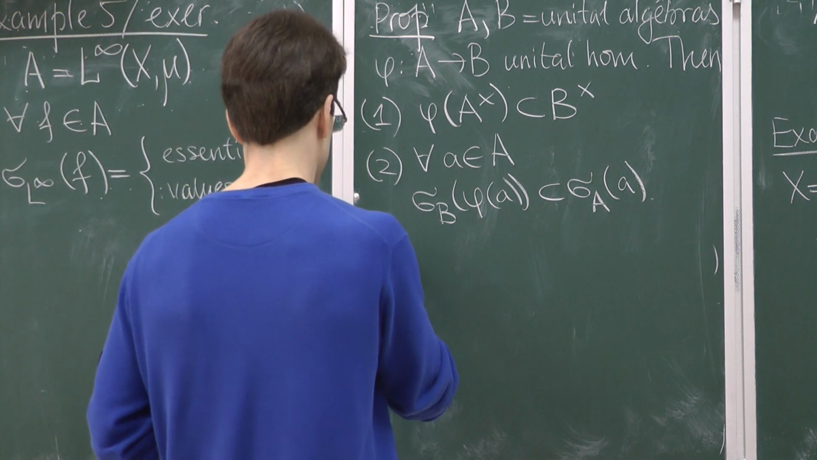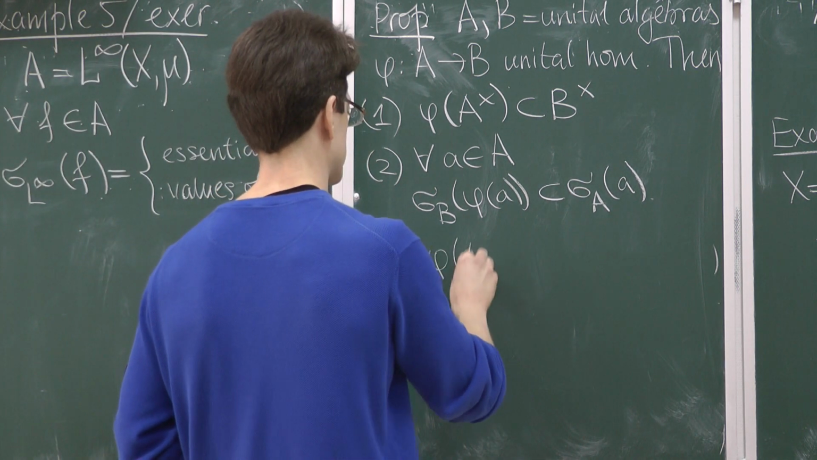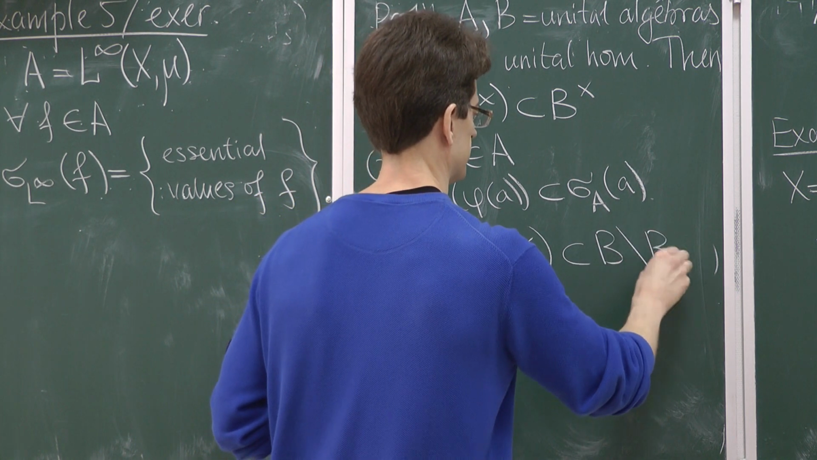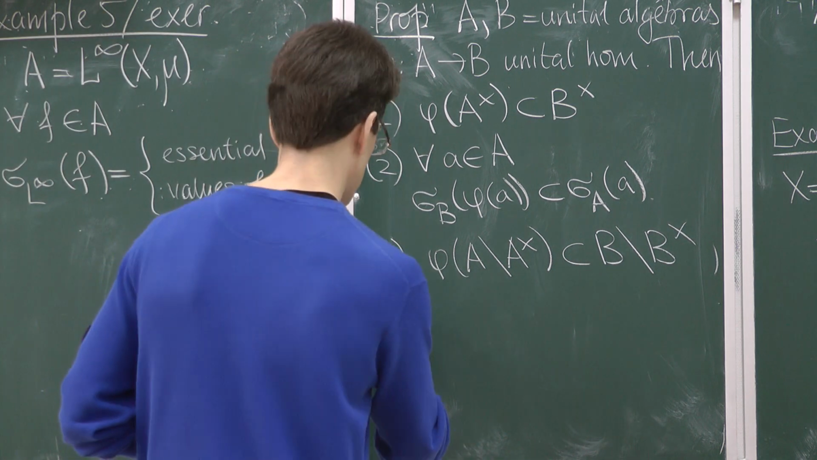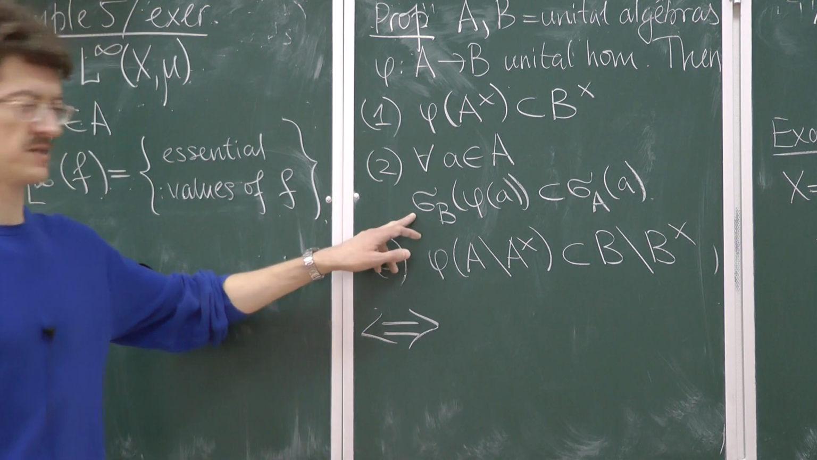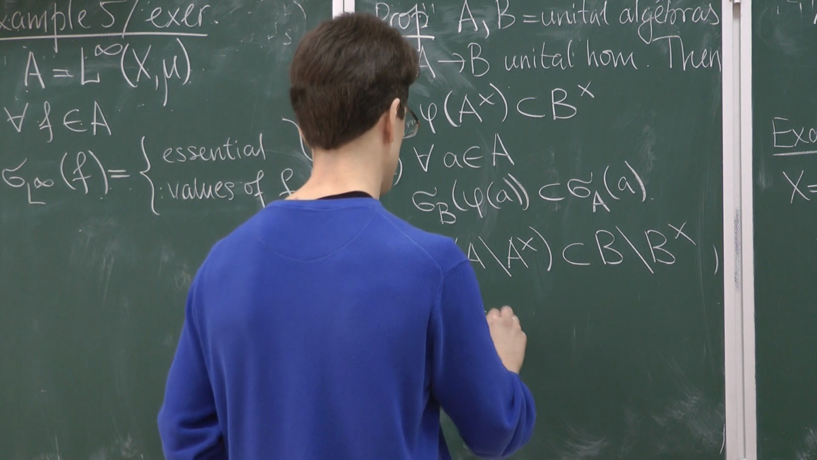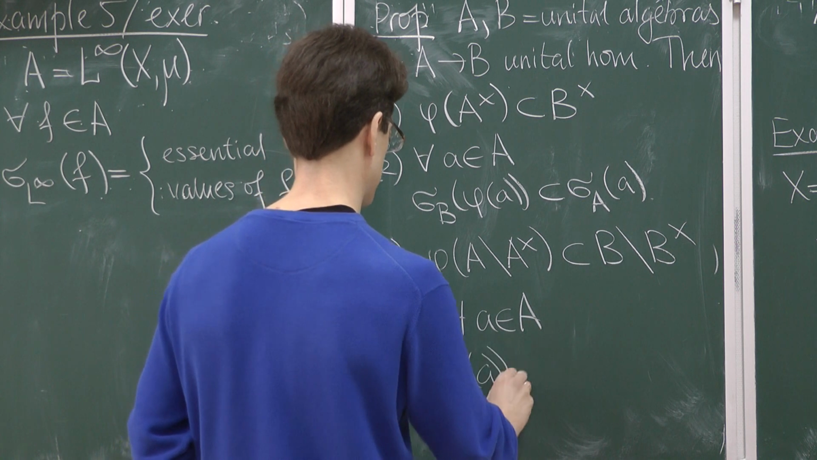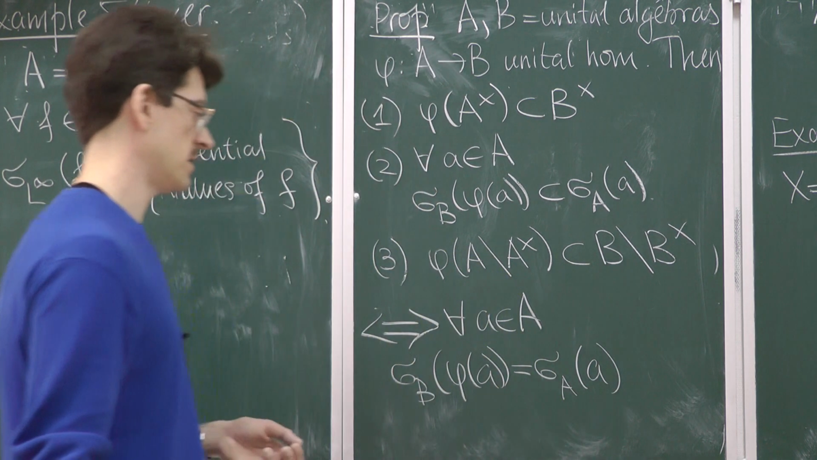And finally, part 3, let's look at the following condition. Phi takes non-invertibles to non-invertibles. I don't claim that this condition holds for each unital homomorphism. This is not true. But this condition holds if and only if phi preserves the spectrum, if and only if this inclusion is an equality. For each element a, the spectrum of phi of a equals the spectrum of a. So phi takes non-invertibles to non-invertibles if and only if it preserves the spectrum.